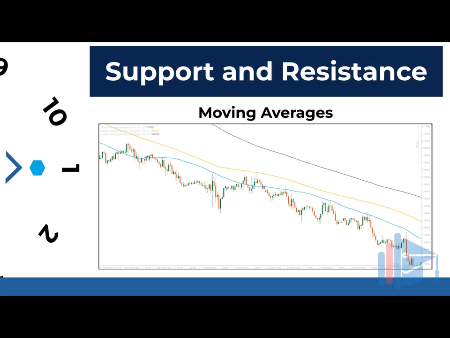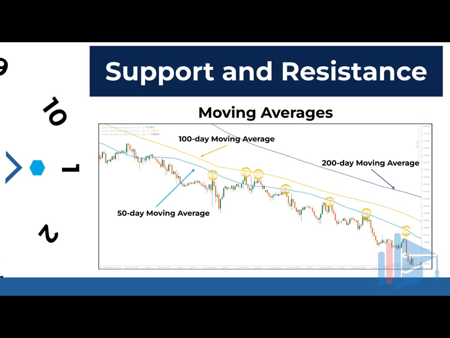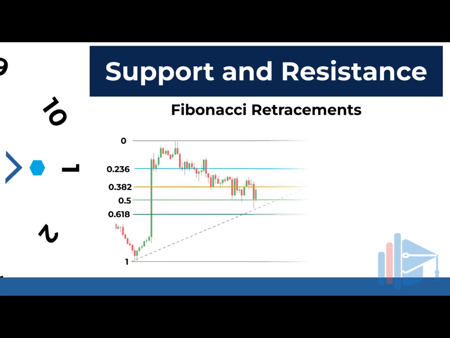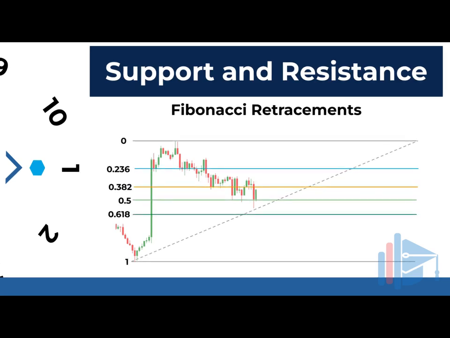Commonly used averages, such as the 50-day, 100-day, and 200-day moving averages, are frequently discussed by analysts in business news as they provide dynamic support and resistance levels. Fibonacci retracements. These levels are used to identify potential support or resistance entry points within a trend. They are based on key Fibonacci ratios, which traders use to anticipate where price corrections might occur.